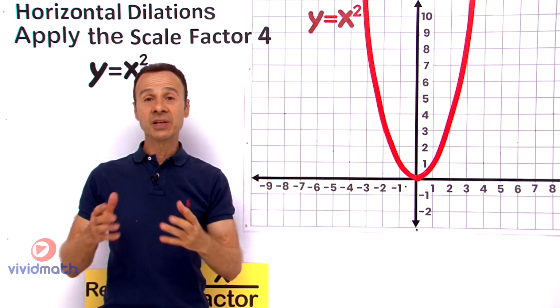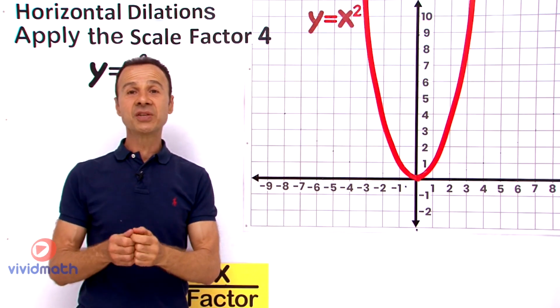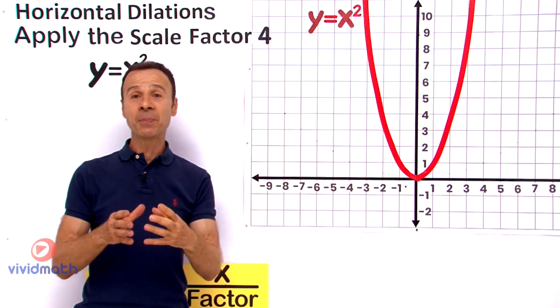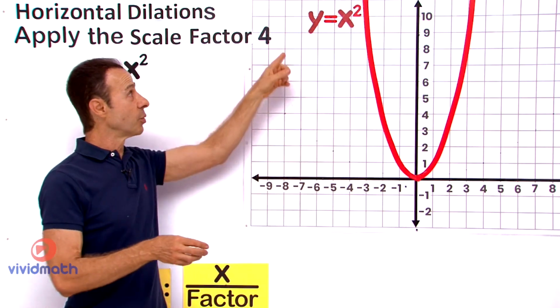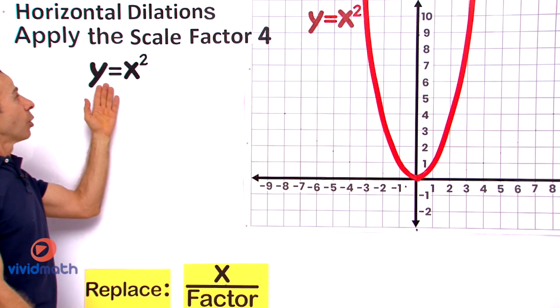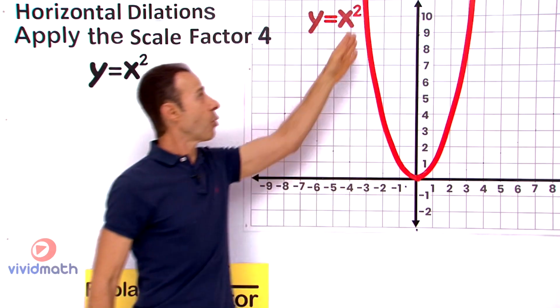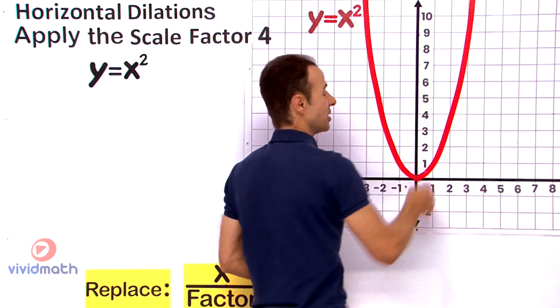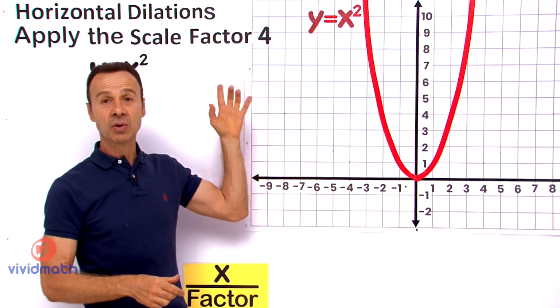But first, what is a horizontal scale factor? Well, basically it is what it says. It's a factor. When we apply 4, it's 4 times as wide as the original parent function of y equals x squared. So if our y equals x squared looks like that, if we spread that out 4 times as wide, it's going to be that new function.